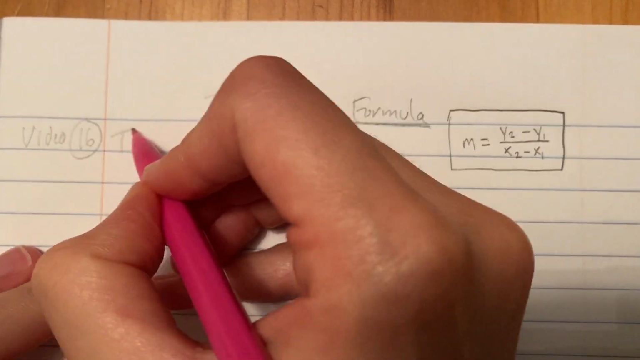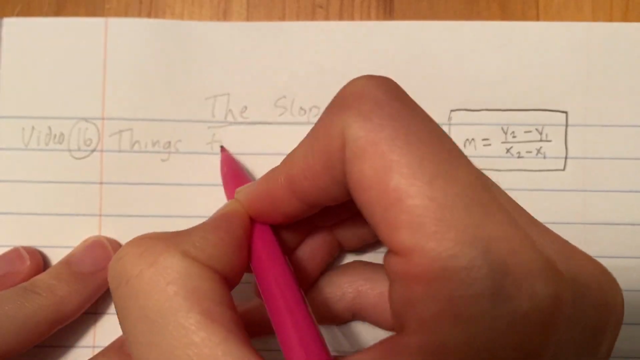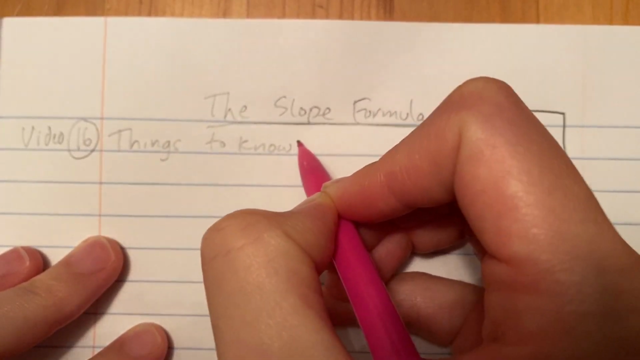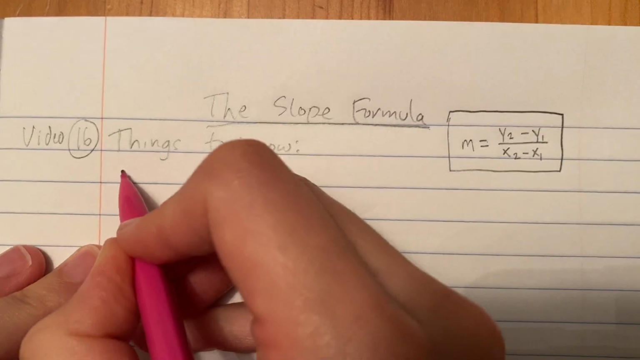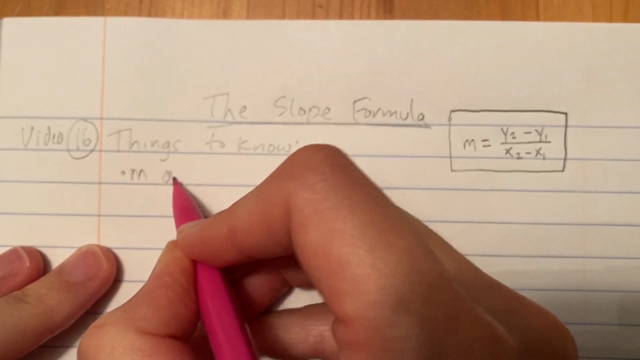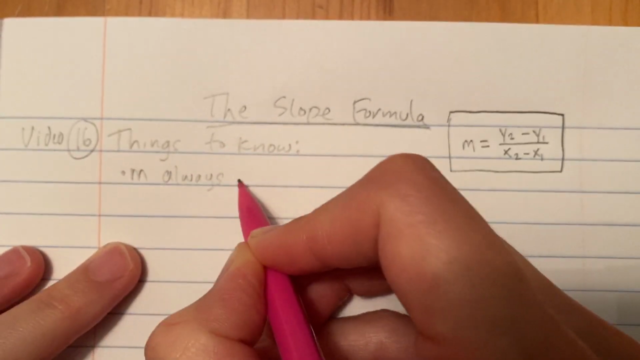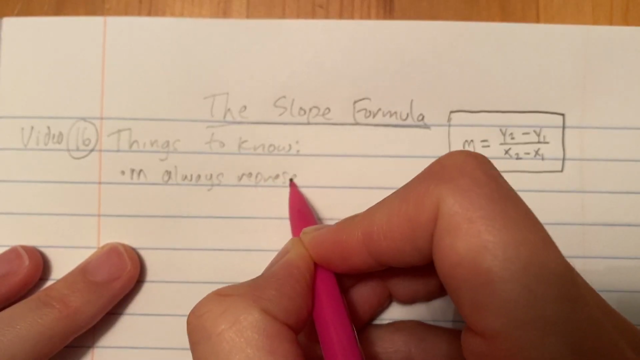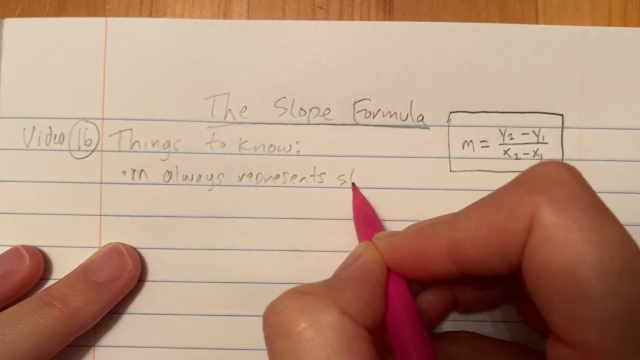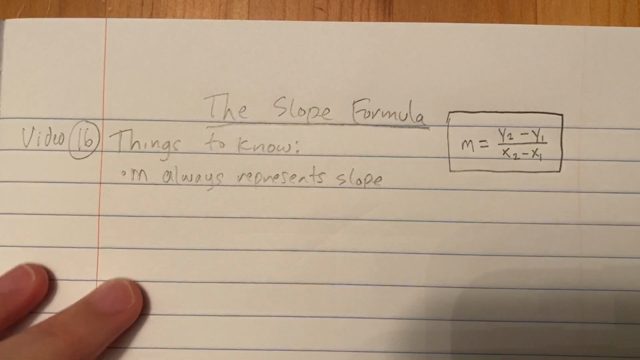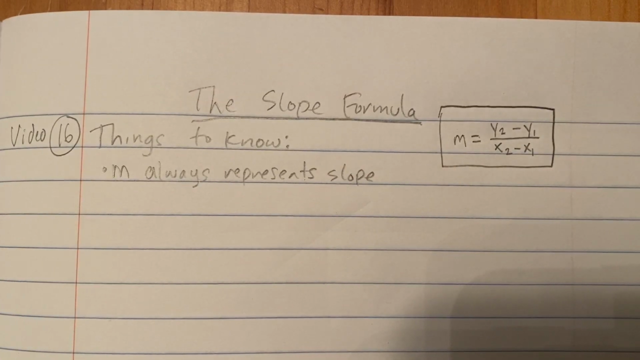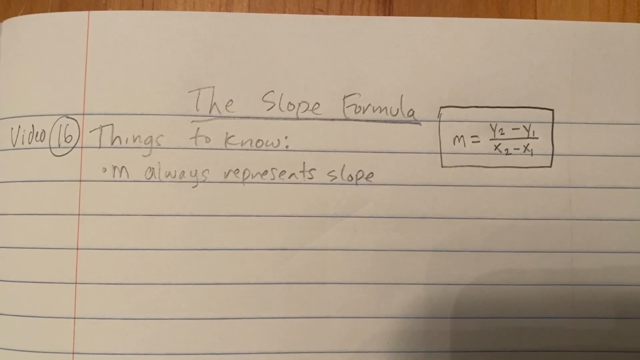Now, here's some things to know about the slope formula. M always represents slope. That's going to be something important for you to remember. M always represents slope. We just have to choose certain letters to represent certain things, and we use M to represent slope.